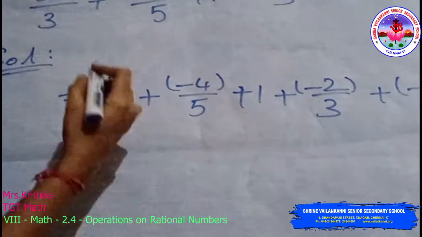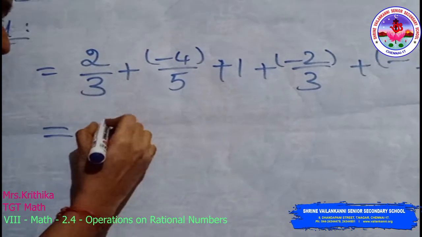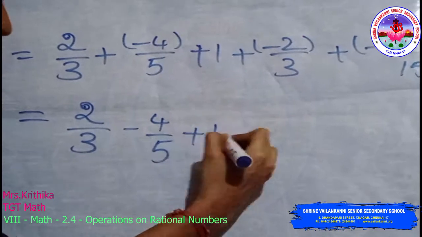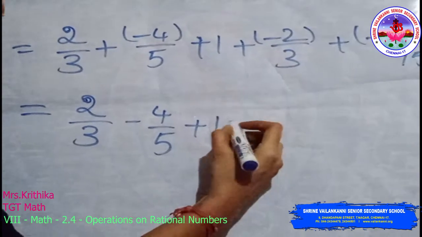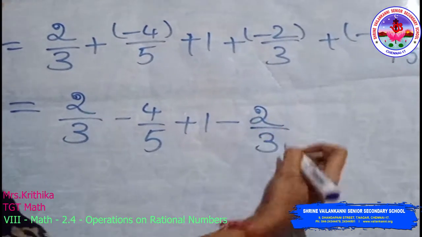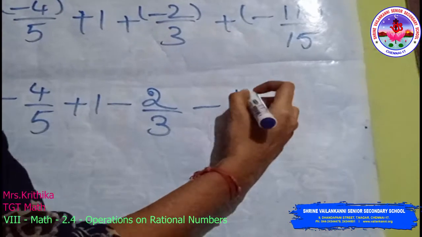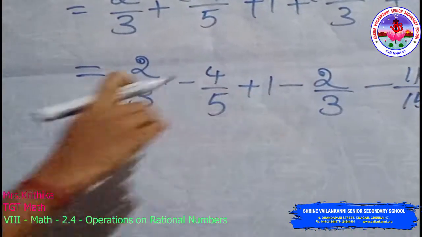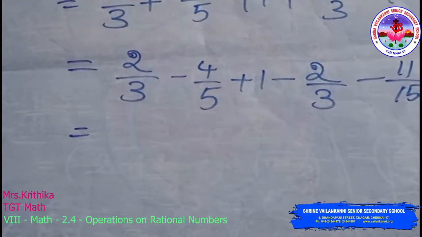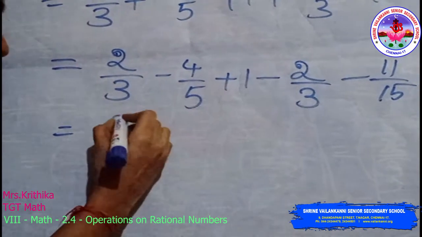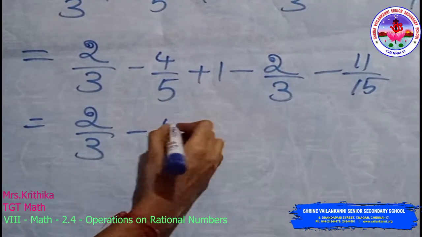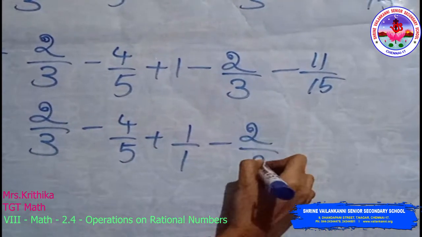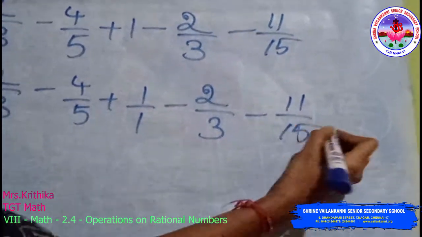First, change the sign. Positive into negative: negative 2 by 3, negative 4 by 5 plus 1. Here positive into negative: negative 2 by 3. Next, positive into negative: negative 11 by 15. Next, here 1 is a natural number, so convert it to a rational number. 2 by 3 minus 4 by 5 plus 1 by 1 minus 2 by 3 minus 11 by 15.